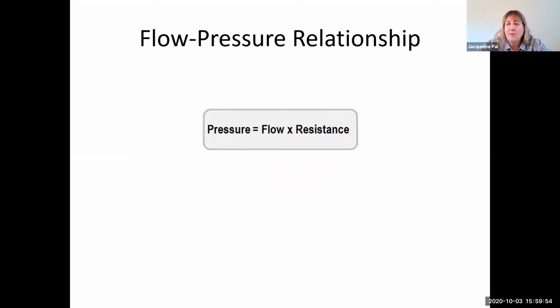And that brings me to the last point for this section, the relationship between flow and pressure. Pressure is flow multiplied by resistance. So if pressure is flow times resistance, then blood flow, which is what we're really looking to figure out, is pressure divided by that resistance.